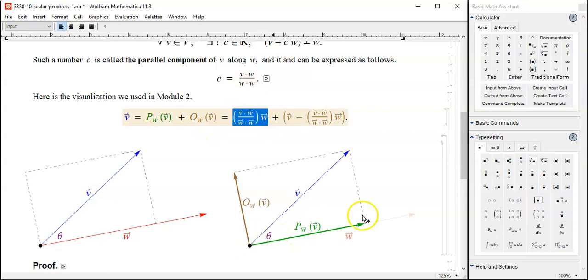You see, the green is in W direction, so it is parallel to W, so it has to be a scalar multiplication of W. It is something times W, and that something is this C, V dot W over W dot W. It is called a parallel component. Now that parallel component will give you the green vector, which is the parallel component vector, and V minus that is brown, that's the orthogonal component vector.